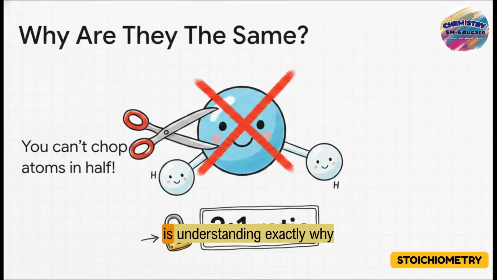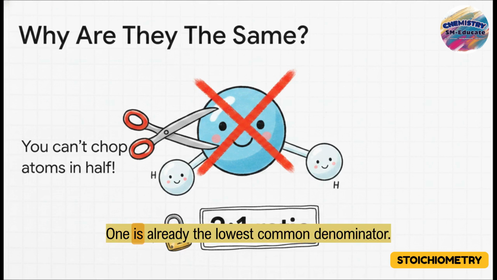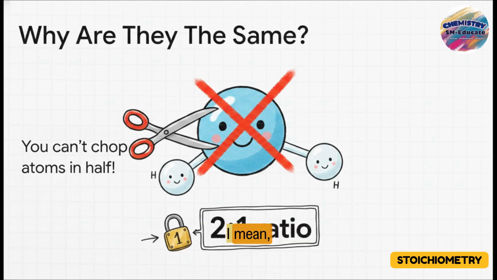So the crucial point is understanding exactly why they are the same, so you aren't just memorizing blind facts, but truly understanding the chemistry. Think about water, H2O. That's 2 hydrogens and 1 oxygen. You cannot mathematically reduce a 2-to-1 ratio any further and still have whole numbers. 1 is already the lowest common denominator. I mean, you can't exactly take a tiny chainsaw and chop an oxygen atom in half, right? Since we can't do that, the molecular formula is already sitting in its absolute simplest empirical state.